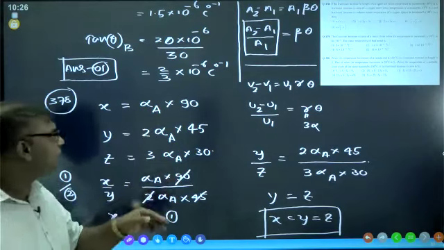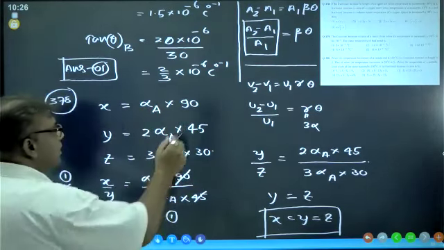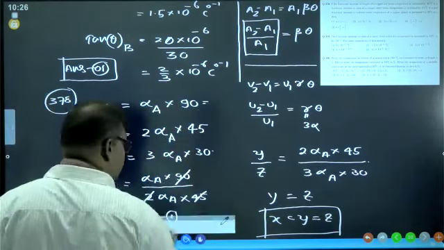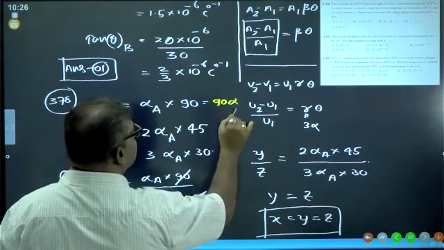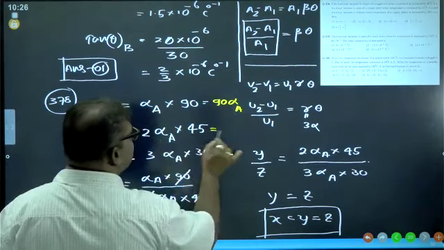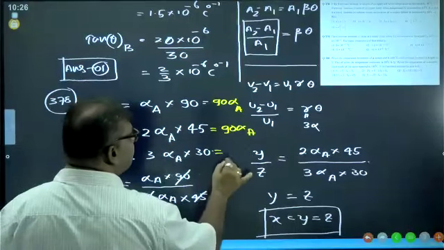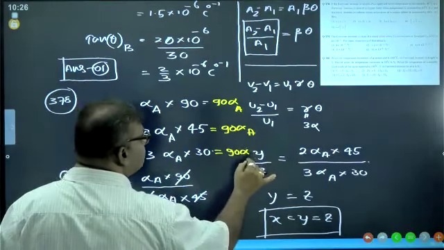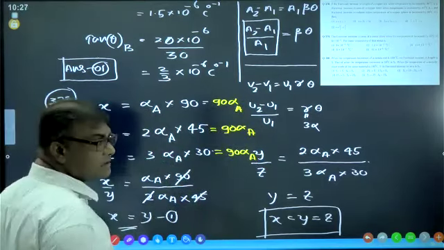After writing this, you can see the product of this and this gets the same. Why? Here the product is 90 alpha, here the product is 90 alpha B, alpha A, here the product is 90 alpha. Then they get equal, X and Y equal, so there is no need to divide like this.